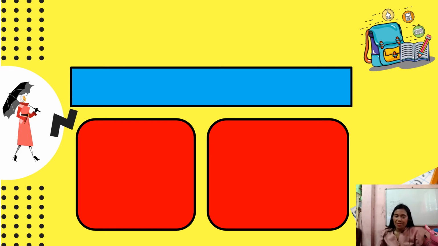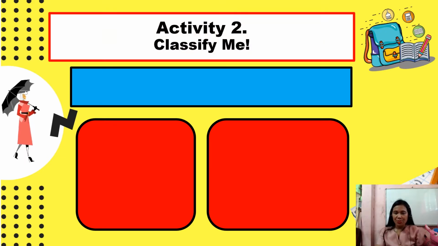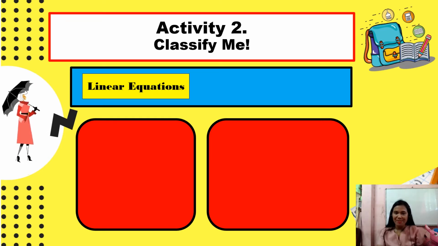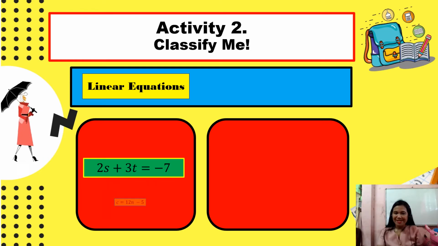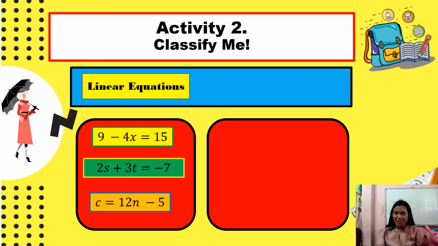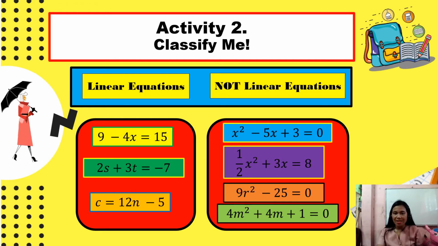For us to check whether your answers in Activity 1 are correct, this is Activity 2. Classify. The question in number 1 is which of the equations are linear? So these should be your answers in number 1 so we can check. Is this what you have in number 1? So you have equations 1, 2, 3 as linear. In other words, those not included in 1, 2, 3 will be your answers for not linear.